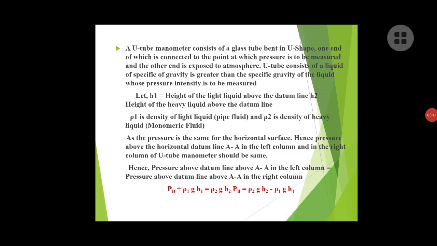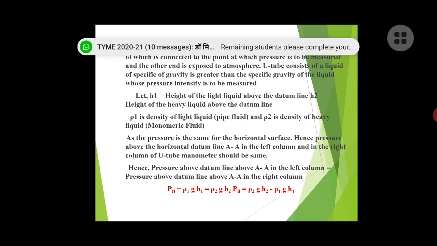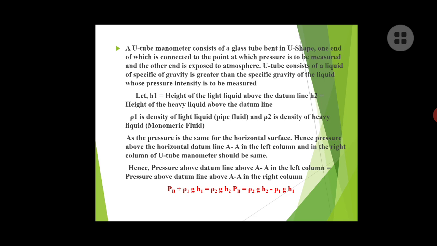A U-tube manometer consists of a glass tube made into a U-shape. One end is connected to the point at which pressure is measured, and the other end is free to atmosphere. Basically, it is called a U-tube manometer because it has a U-tube shape. The U-tube contains a liquid of specific gravity greater than the specific gravity of the liquid whose pressure intensity is measured. The liquid having high specific gravity is the manometric liquid used for measuring pressure.